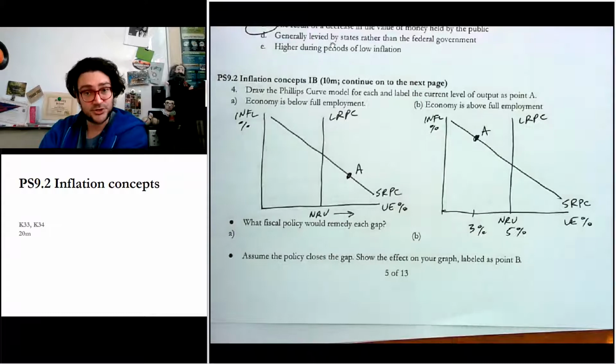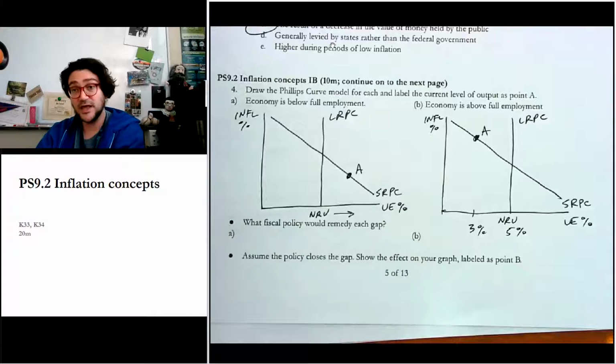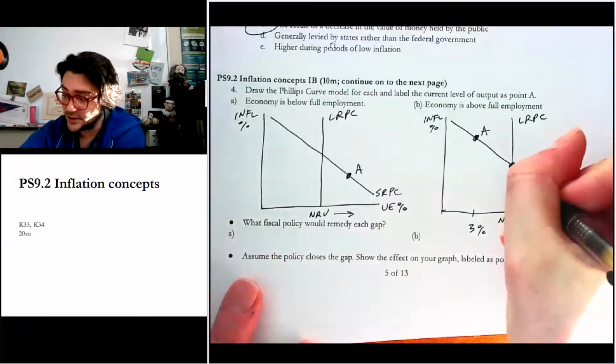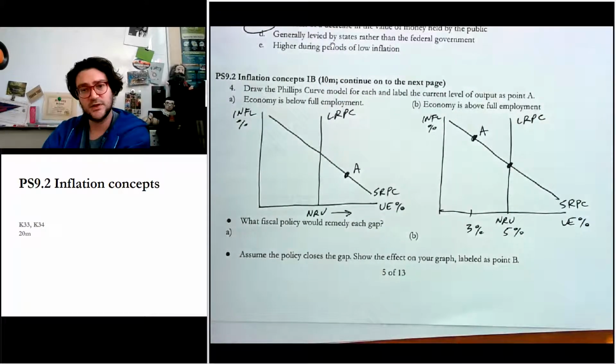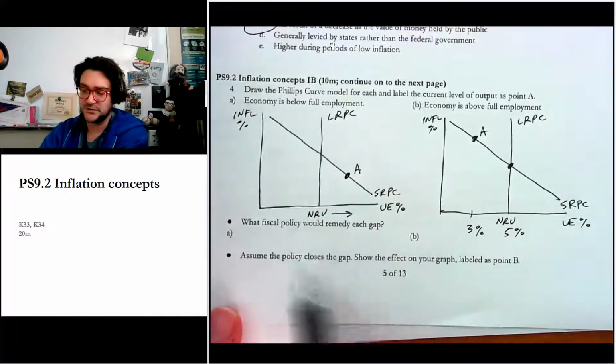Now, another observation that you might make about this is, can we ever not be on the SRPC? And the answer is no. You will always be operating somewhere on the short run Phillips curve. If you were operating right here in the middle, what would that be? Think about what that would be, and ponder that for a moment as we think about what these are.